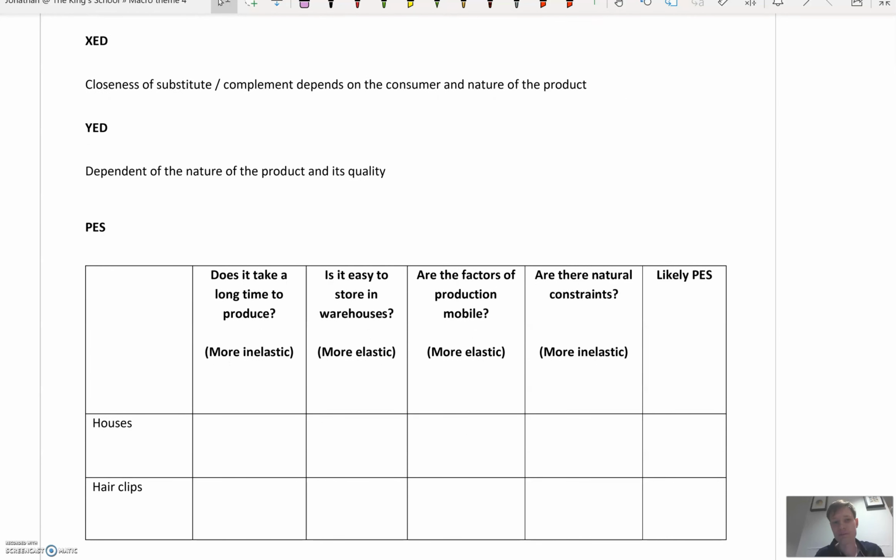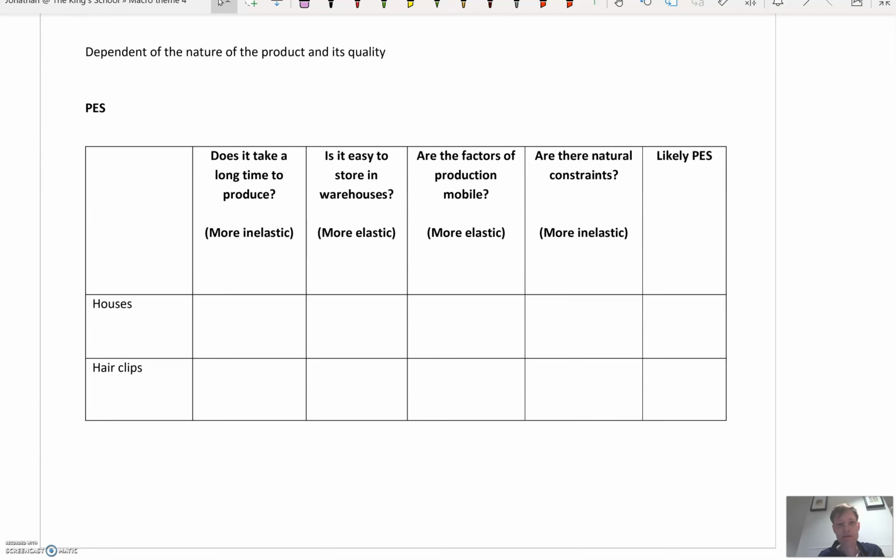YED, exactly the same thing. Different people consider different things to be luxuries. People consider different things to be inferior goods, and so different consumers are going to react in different ways. But it does depend on sometimes the branding and the way in which consumers view the good. Finally, PES. Now this is a difficult one, so easy to mix up with PED.